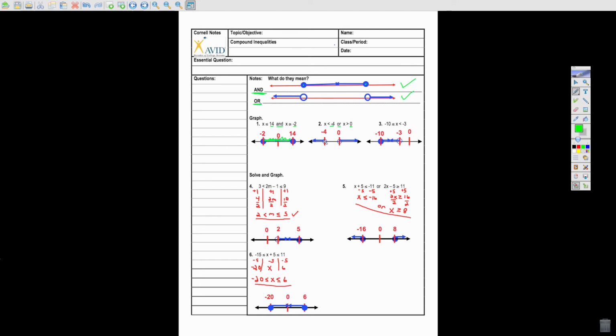This one says x is less than -4. So at -4, I'm taking my line out here. And this one says x is greater than 0, so I'm going to take my line out to the right. X is greater than 0.